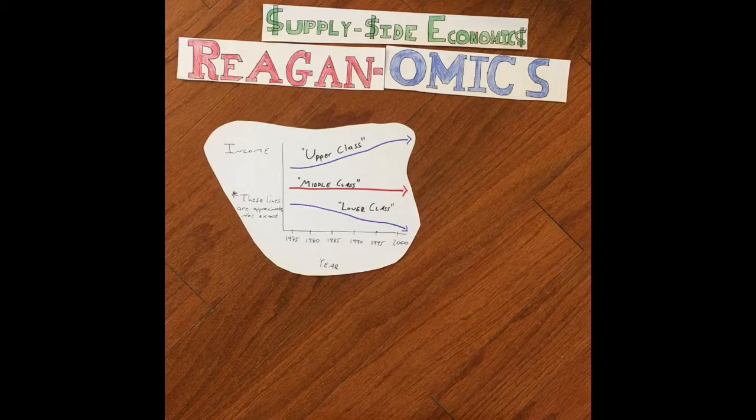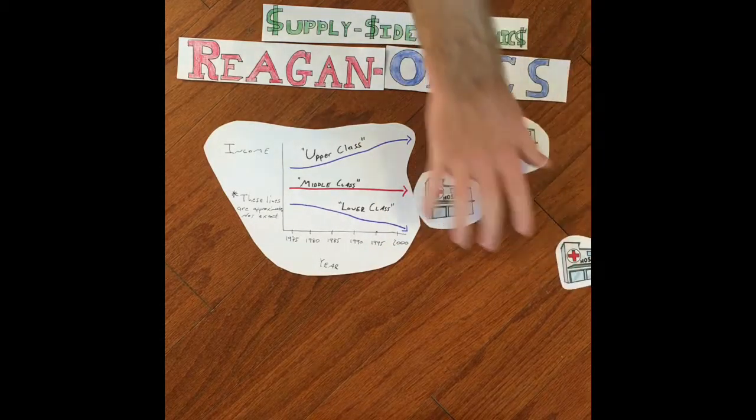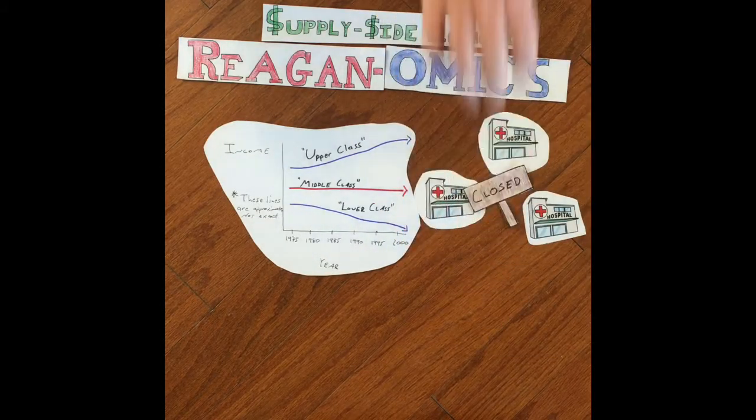While the income of the upper class soared in the 1980s due to an expanding stock market, incomes in the middle and lower classes actually began dropping. By 1995, the richest 1% controlled 40% of the country's wealth.